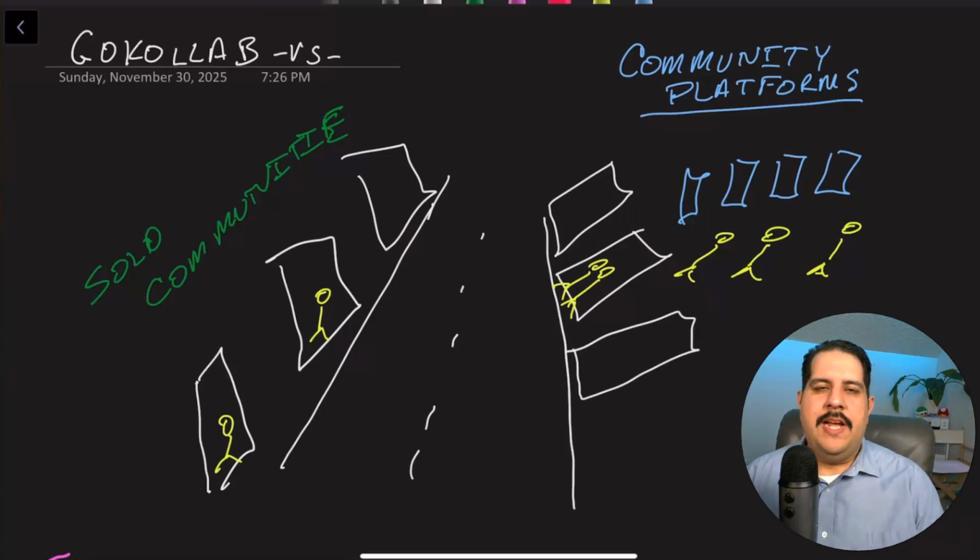Now, one question that I just got in my community, GHL Money Labs, is should you use GoKollab? Should you use Skool? Why are there different platforms? Where should I create my community? All these things are great questions. And so we're going to break down some of the why, as well as just understanding what the strategy is for a lot of businesses.